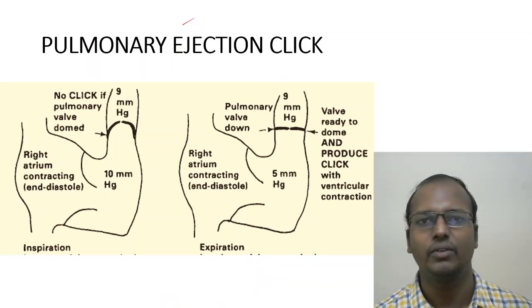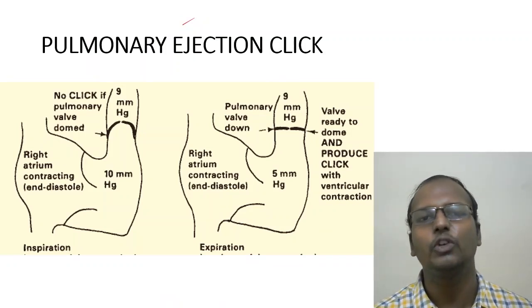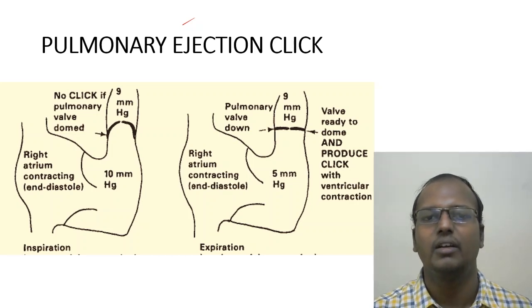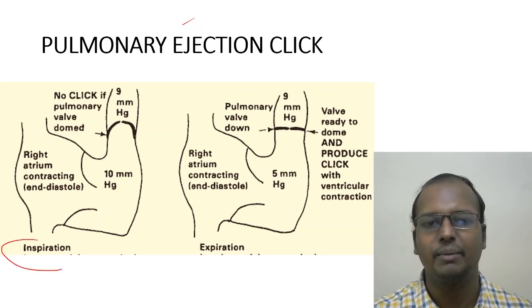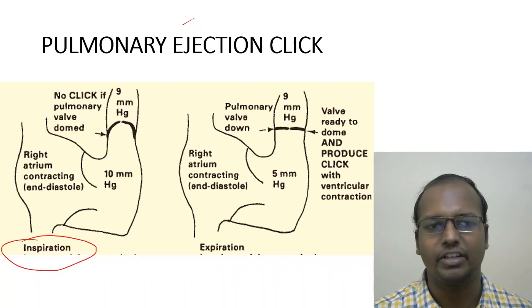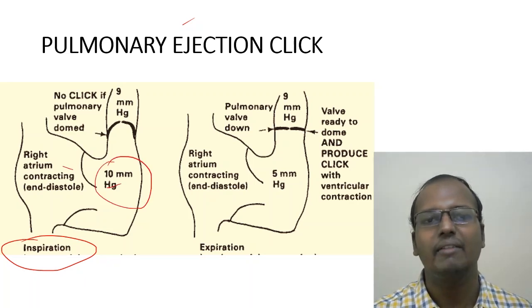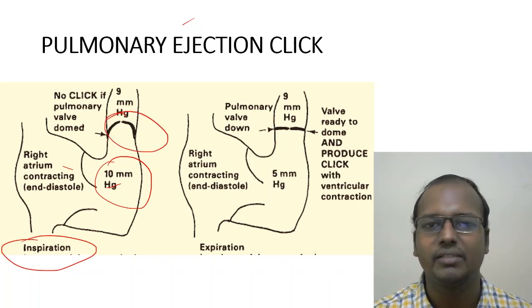Why does it soften with inspiration? Basically, for the pulmonary ejection click to occur, there should be doming followed by opening. Then only the click will be heard. Whereas during inspiration, a lot of blood will be there in the right atrium and right ventricle, so increased pressure. The valve is already in doming position. So the opening will not produce much sound.